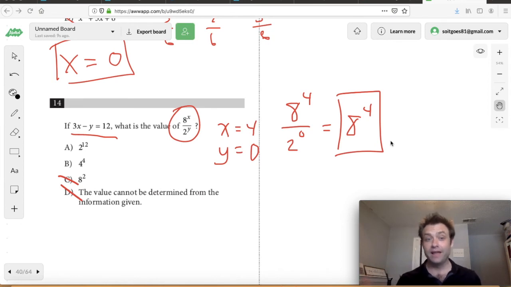There's no way. And then you might be like, but Mr., 2 to the power of 12 doesn't look like 8 to the power of 4, and it's not. But it could be A, right? 2 multiplied by itself 12 times, that's what 2 to the power of 12 means, could equal 8 times itself 4 times. It could, and it does. In fact, I can show you why.